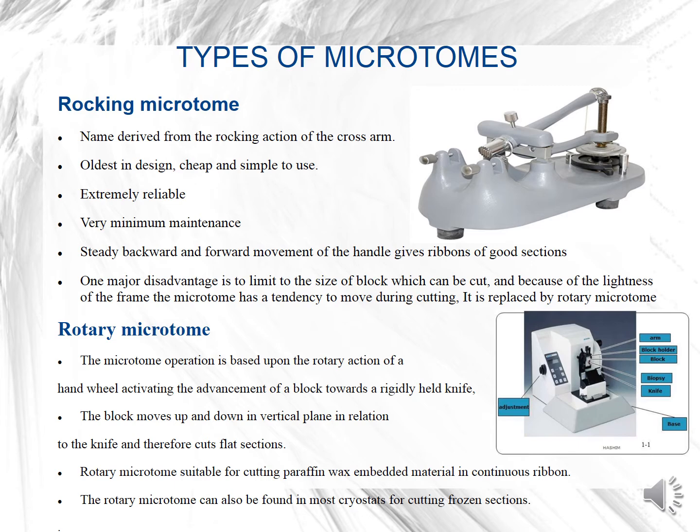First is the rocking microtome, named for the rocking action of the cross arm. It is the oldest microtome, very cheap and simple to use. It is extremely reliable with minimum maintenance, and a steady backward and forward movement of the handle gives ribbons of good sections. One major disadvantage is the limit on the size of block which can be cut, and because of the lightness of the frame, the microtome has a tendency to move during cutting. It has been replaced by the rotatory microtome.